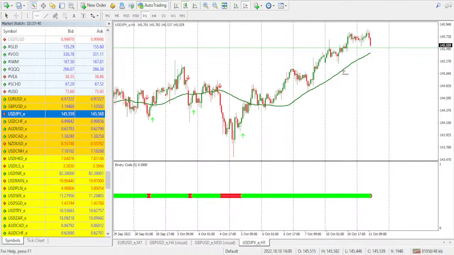So this should give us a good place to look for a buy from. If the price pulls back down and touches these two lines, then these are going to be the correct places to look for a buy from. That is my opinion on that chart.